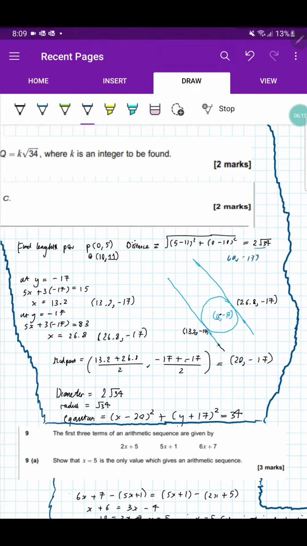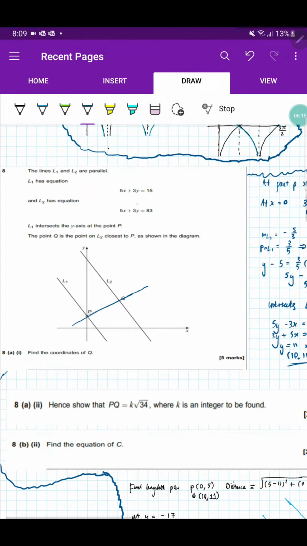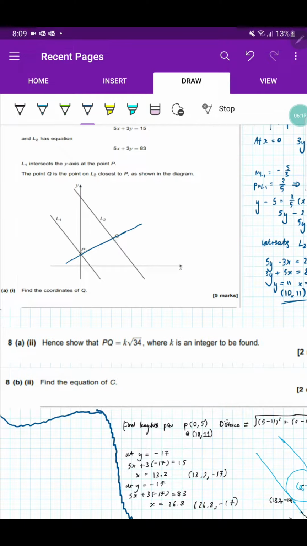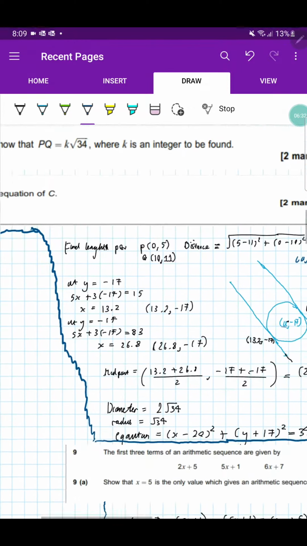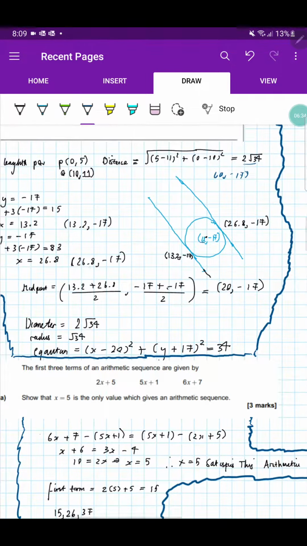So if we substitute minus 17 into both these lines, we can get a coordinate at, well, I'm just going to pretend that this is minus 17. So we can get a coordinate here, and we can get a coordinate there. So if we draw a circle here and we find a midpoint, we will find a center. So that's what we did here. And we get the coordinates to be 26.8, minus 17 and 13.2, minus 17. So the midpoint would be 20, minus 17. So that would be your center.